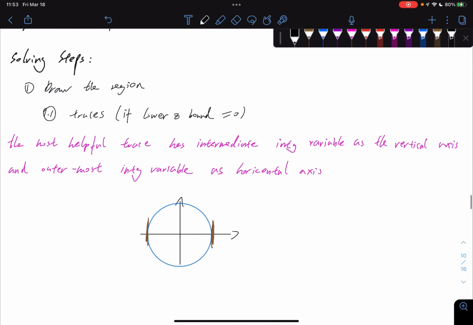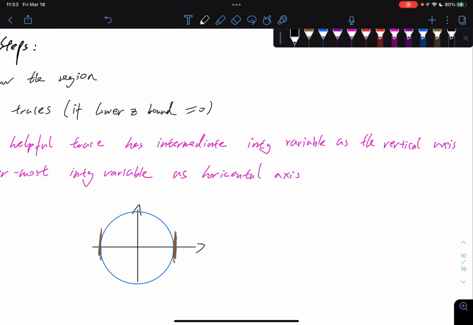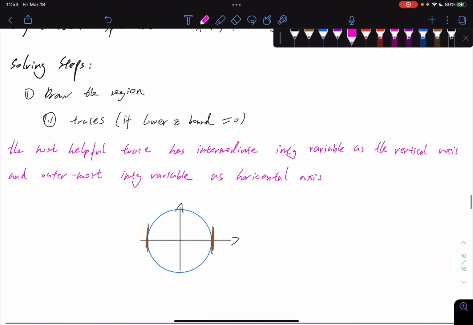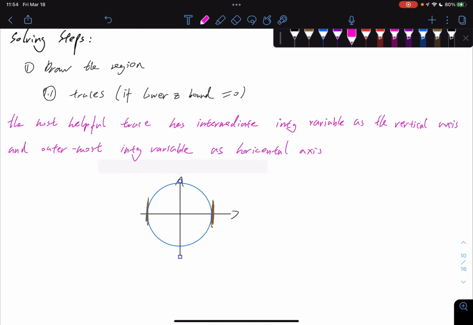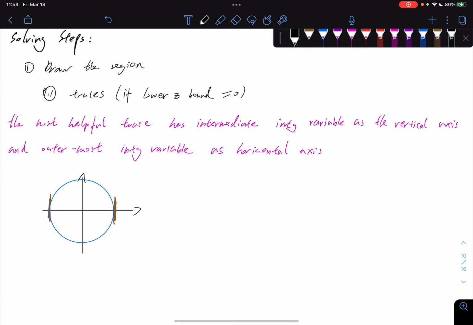Usually, we talk about traces. We talk about xy, xz, yz traces, but there's another trace that the professor doesn't teach you, and this is what I call the zr trace. So let me draw this out for you to demonstrate what I mean. This is the ZR trace, and this is the YX trace.